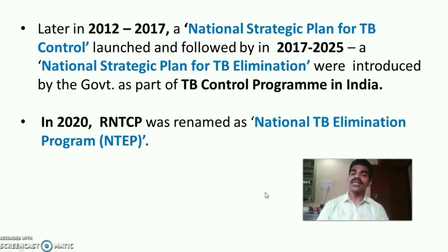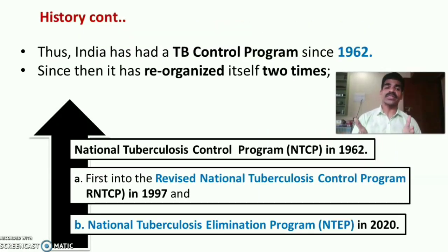Then in 2020, the Government of India renamed RNTCP, the Revised National Tuberculosis Control Program, as the National TB Elimination Program, that is NTEP. So, from 2020 onwards, RNTCP was renamed the National TB Elimination Program in India. Thus, India has had a TB Control Program since 1962, the first program being the National Tuberculosis Control Program. Since then, it has been reorganized two times. First in 1993 as the Revised National Tuberculosis Control Program, then later as the National Tuberculosis Elimination Program in 2020. So this is about the history of the Tuberculosis Control Program in India.